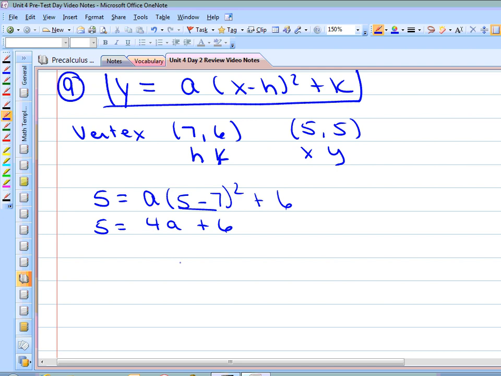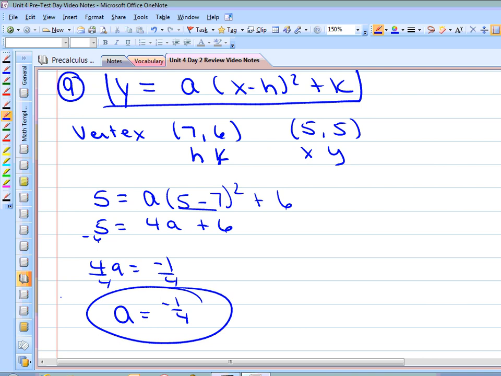Now we're just solving. Subtract 6. So we have 4a equals 5 minus 6, that's negative 1. Divide by 4, and a, in this case, is negative 1/4. Now we're going to go back in and put the a in.